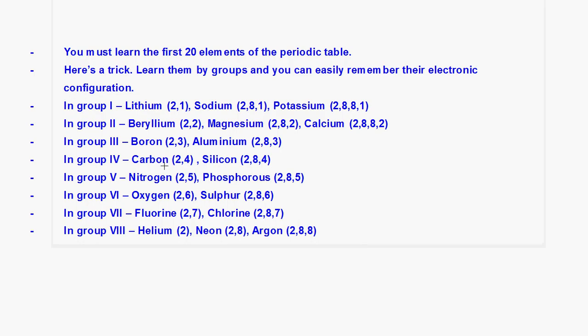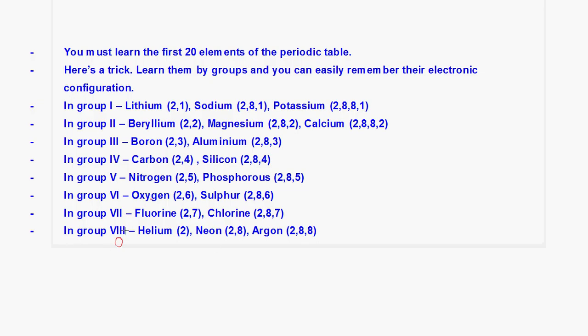In group 4 we have carbon, silicon, which is 2,4, 2,8,4. In group 5 we have nitrogen and phosphorus, that is 2,5 and 2,8,5. In group 6 we have oxygen and sulfur, which is 2,6 and 2,8,6. And in group 7 we have fluorine, chlorine, which will be 2,7 and then 2,8,7. And in group 8, sometimes referred to as group 0, we have helium, neon, and argon. We just have 2, and then we have 2,8 and 2,8,8.